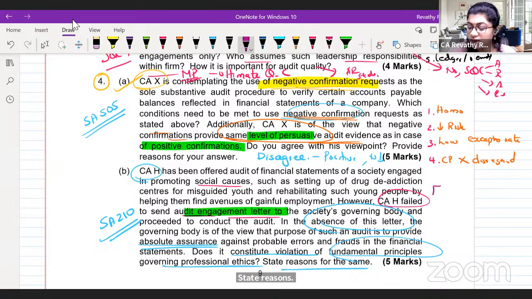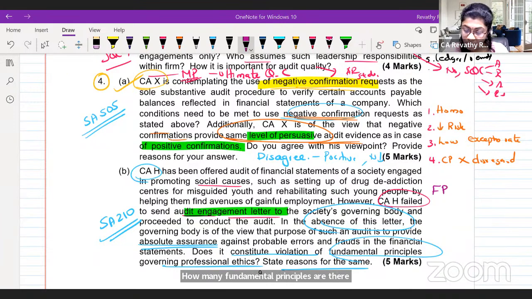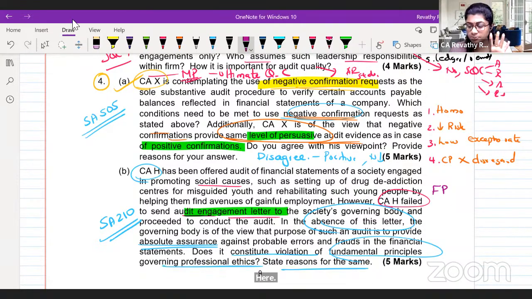What are the fundamental principles? How many fundamental principles are there? I'm asking you, how many fundamental principles are there? 5. Now, what are those 5 fundamental principles? Integrity, objectivity, confidentiality, professional competence, professional behavior. Here, you did not send the engagement letter. Is it right or wrong? Wrong. So you have violated something. Which one? Honesty? Or are you bringing disrepute? Or you're not complying with the standard?